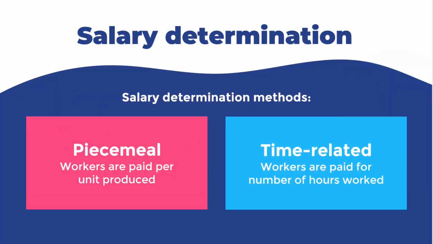Businesses use either the piecemeal or time-related salary determination methods to remunerate employees. With the piecemeal method, workers are paid per unit produced. With the time-related method, workers are paid for the number of hours worked.